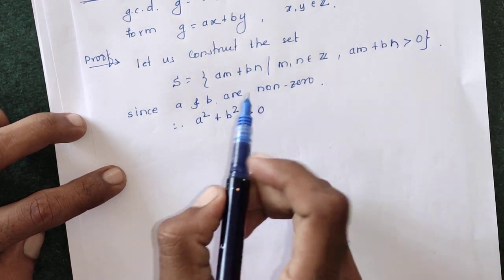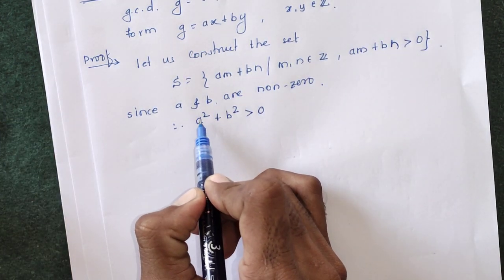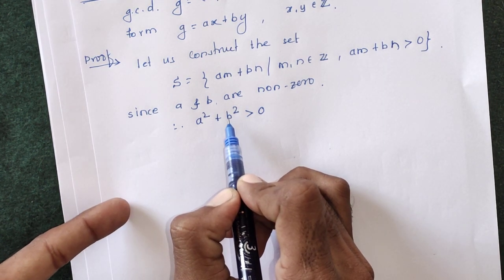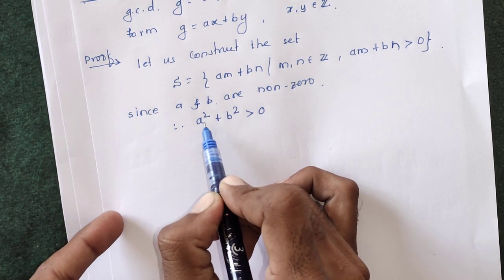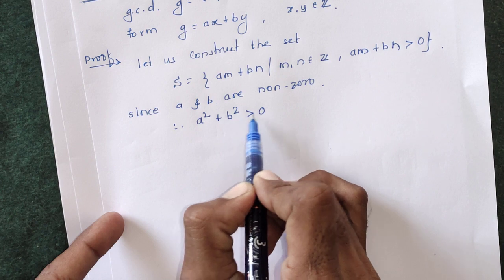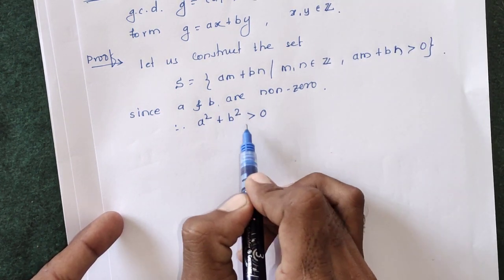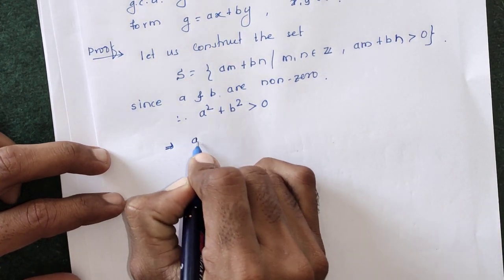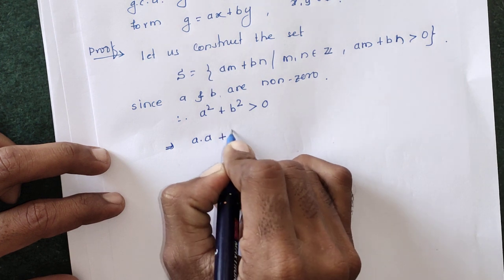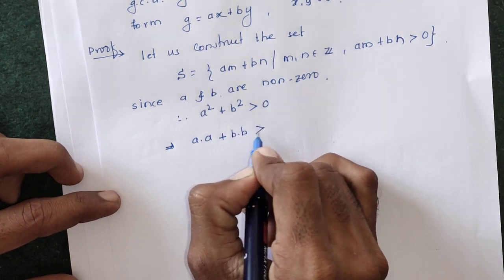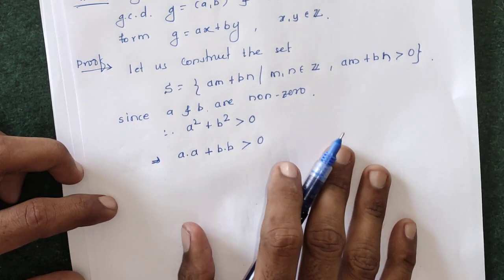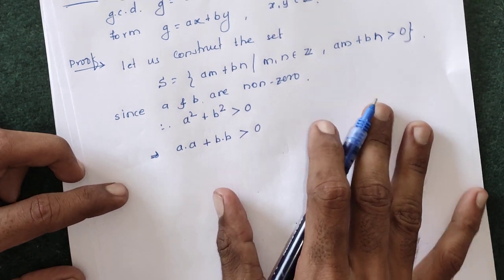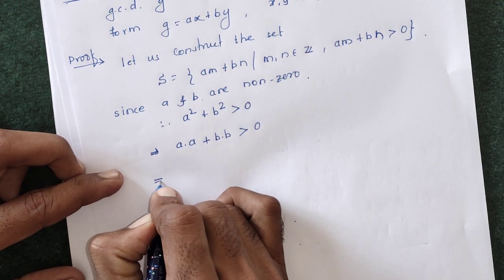Since a is non-zero, either a is negative or positive. If a is negative, then a squared is a positive number. Similarly for b, if b is negative, then its square is a positive number. So a squared is positive, b squared is positive, and the addition of two positive integers is again positive, that is, a squared plus b squared is greater than 0. We write a squared as a into a and b squared as b into b, which is greater than 0. So we can see that this number is of the form am plus bn.